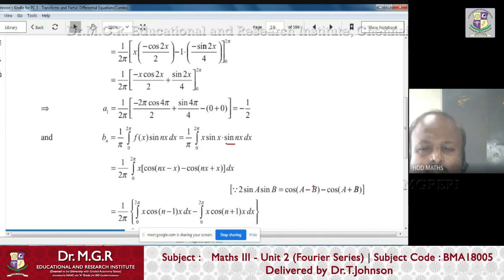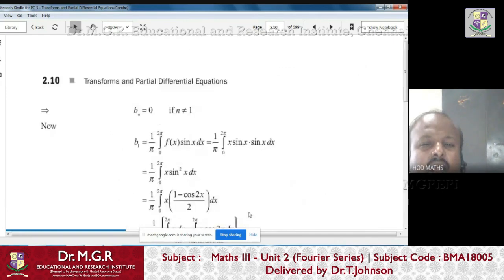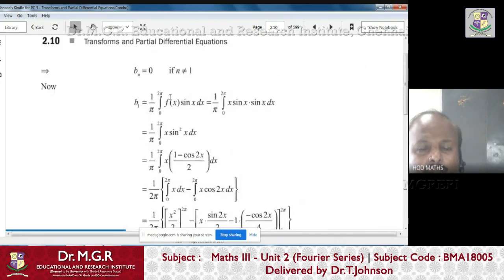Apart from that, you have to use the same type of trigonometric formulas. The same type, you have to split. The same type, you have to do u v1 minus u dash v2. All these things you have to use, and substitute the limits, and then you find the value for bn, right? Value for bn.